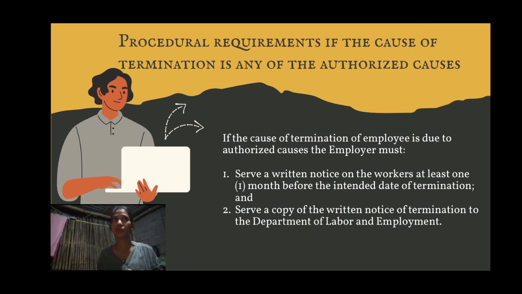So it means the employer must provide a formal written document to the employee who will be terminated. This document should explain the reason for the termination and indicate the exact date when the termination will take effect. The notice should be given to the employee at least 1 month or 30 days before the termination date. This gives the employee time to prepare, such as looking for other employment options.